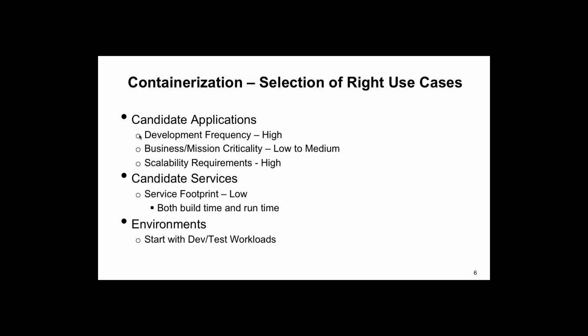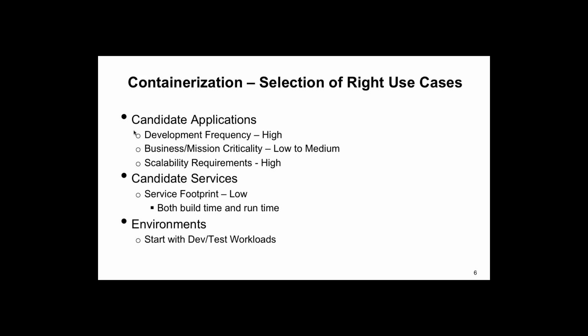And then make sure the business and mission criticality of this application is not way too high to start with. If you pick something that's heavily mission critical and business critical, then you may be dealing with additional challenges, and you may come up with challenges in enabling containers versus dealing with the customer problems. And make sure the scalability of your application is high. That makes a good candidate for containerization.